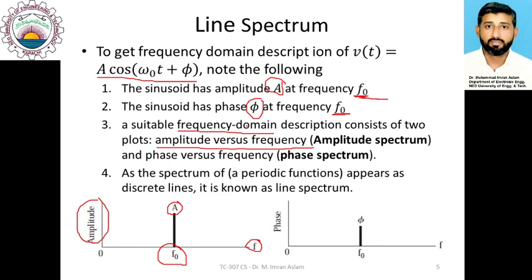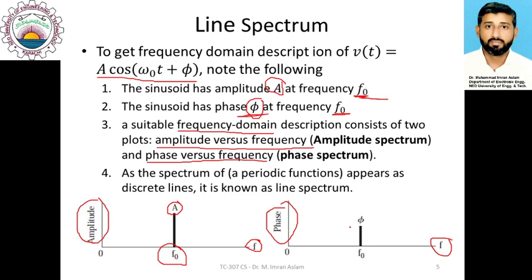Similarly, in order to complete the representation, we need to include the second piece of information, which is the phase information. So we are required to make another plot, which is the phase versus frequency plot. In this plot, again we need to use the frequency as the independent variable because we are trying to plot the spectrum. So the independent variable will definitely be frequency, and the dependent variable is the phase of the waveform, which is phi in this particular example.